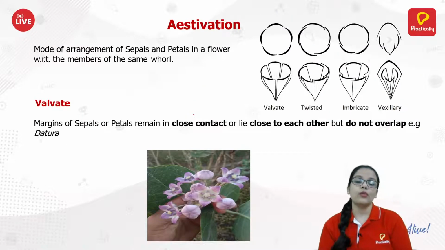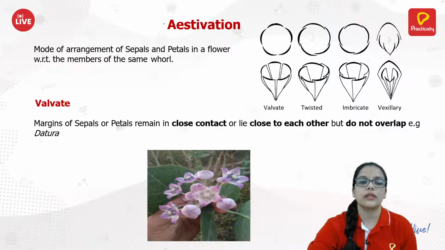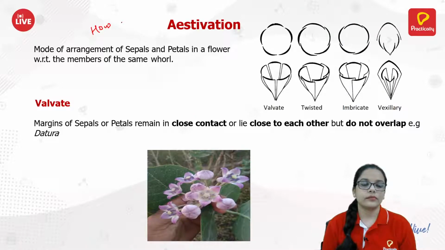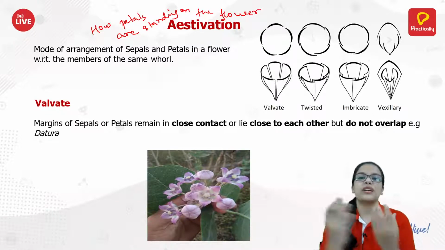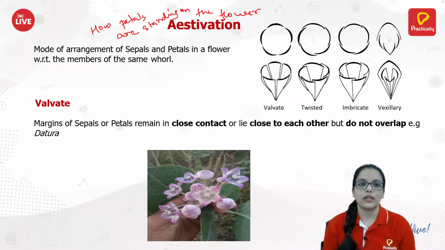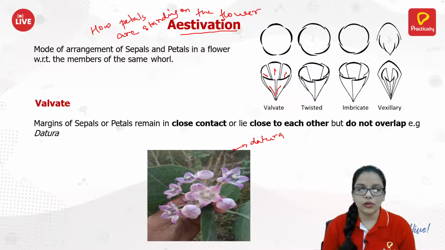Okay, so now we'll learn about the aestivation. Aestivation just means how petals are standing on the flower. Basically, it's the presentation, how the petals are arranged. That is known as the aestivation. So the first one is the valvate. Valvate is where, as you can see, they are not connected. Everything is separate. Here, this is a datura flower. They do not overlap. They are all separate. This is known as valvate aestivation.